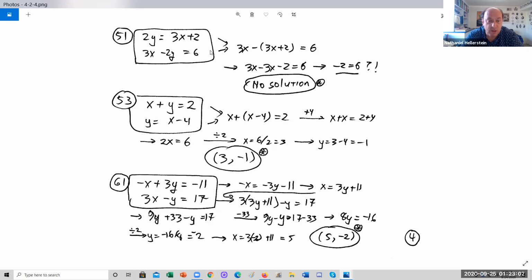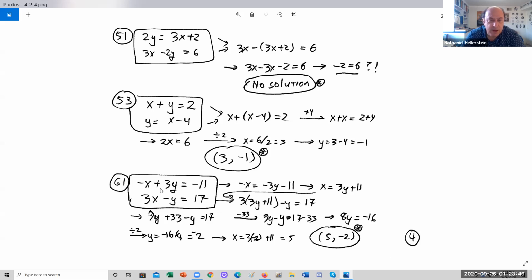These were graphed to parallel lines. Here, x plus y equals 2, y equals x minus 4. Wherever there's a y, we can replace it by x minus 4. So x plus y, x minus 4 equals 2. Transpose the 4 by adding it to both sides. So you get x plus x equals 2 plus 4, so 2x equals 6. Divide both sides by 2, so x equals 6 halves, which is 3. Then plug in 3 for x here. So y is 3 minus 4, that's negative 1. And the solution is 3 by negative 1.